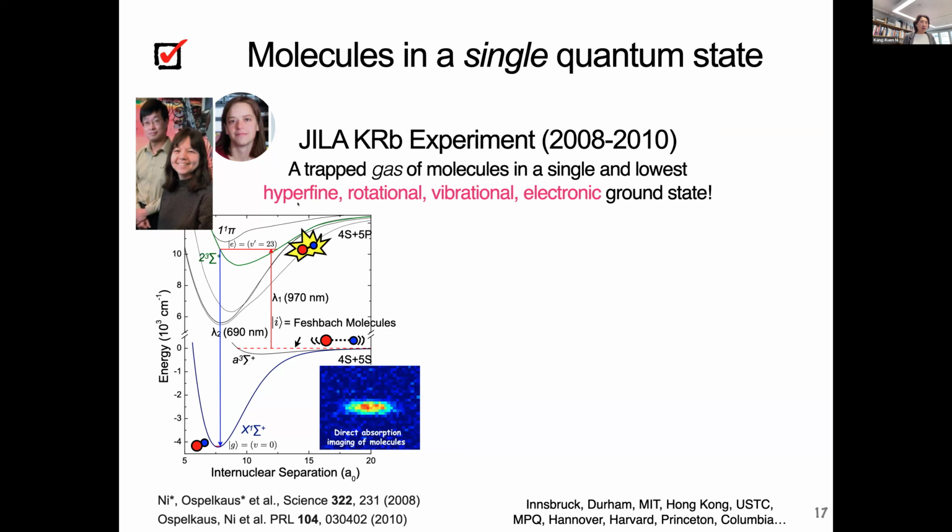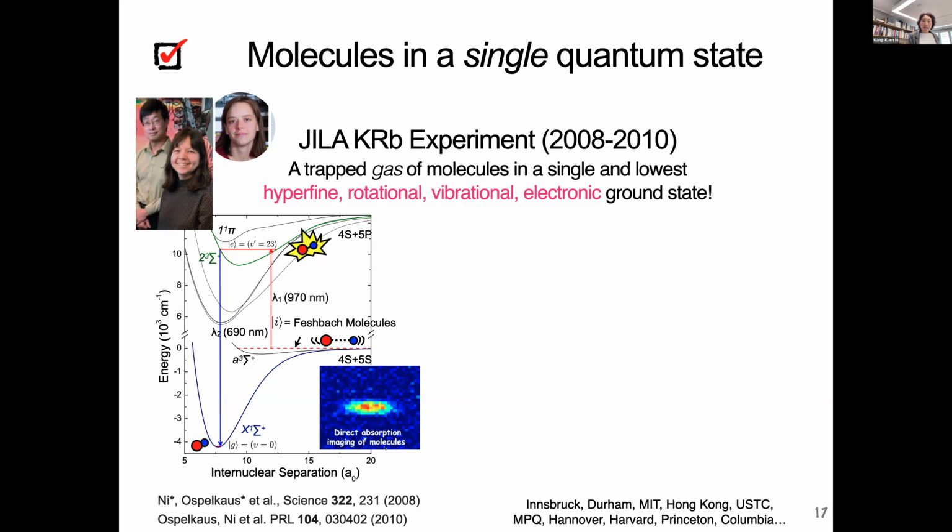The lowest hyperfine state is not crucial as long as it is in a single hyperfine state, which we can manipulate with microwave. And we can take an image, for example, such as the following one shown here. We can do a direct absorption imaging of the molecule, or turn the molecule back to atoms to image, to get information about the temperature as well as the number information.